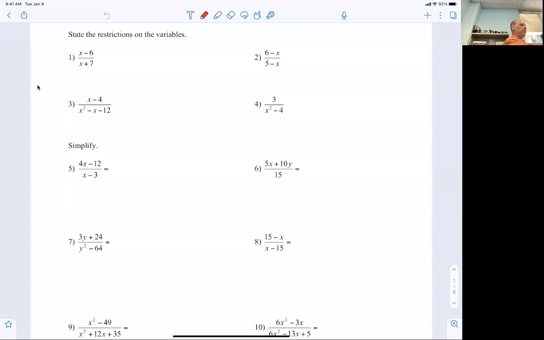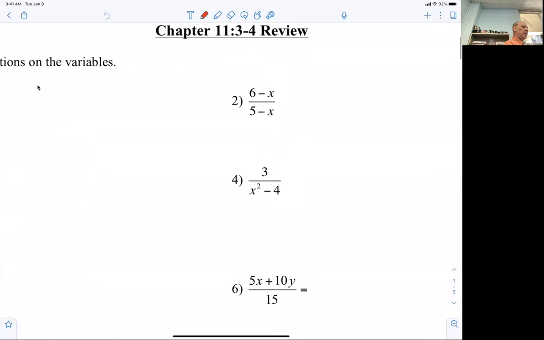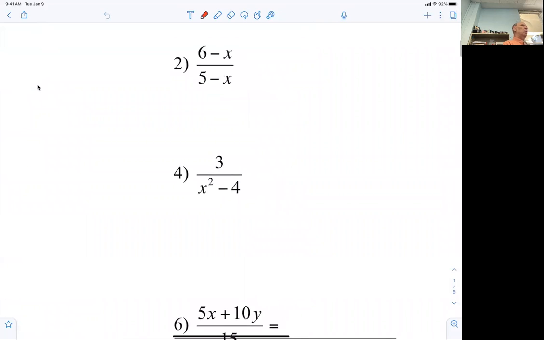All right, here we go. First of all, we're just stating the restrictions for the first four. The restriction for number 2, we said, is x. That is correct. X cannot equal 5. Anybody have any questions with that? Remember, it's just where the denominator is 0. When you have a fraction, the denominator cannot equal 0. Anybody have any issue with that?